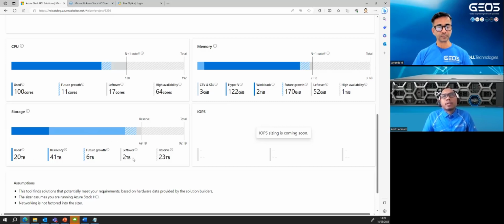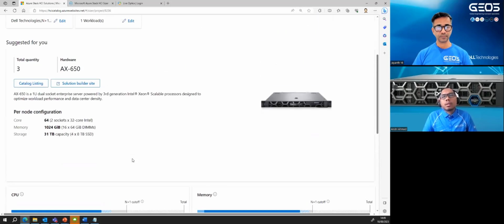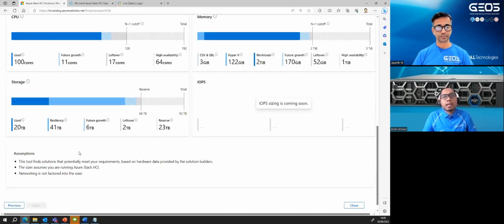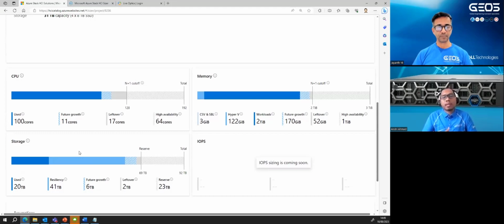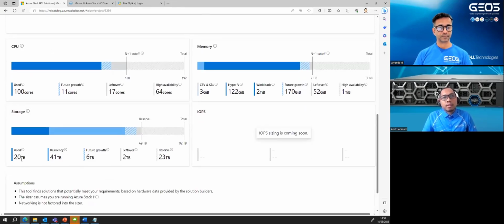And then we are using N+2, which means that we are using three-way mirroring. Three-way mirroring means that you have 3 copies of your data. So you use 20 terabytes, and you have 3 copies of your data. In total, you will require about 60 terabytes. So 20 terabytes you are using for your workload, and another 40 terabytes is for the resiliency, right?